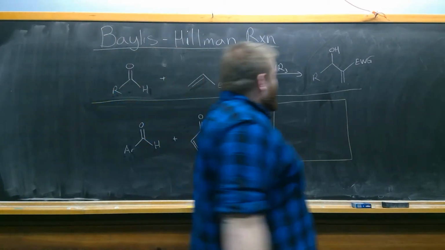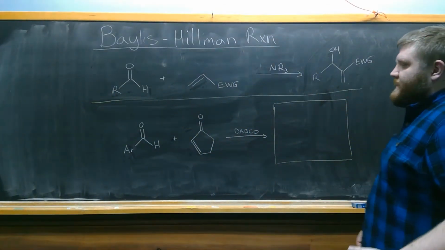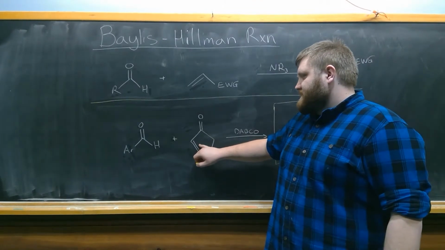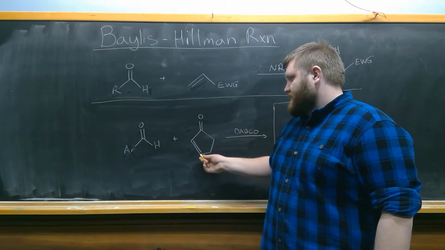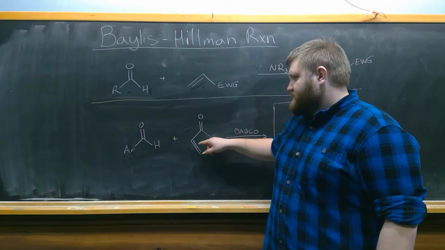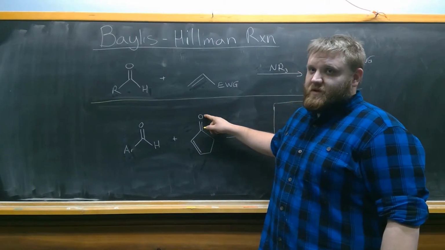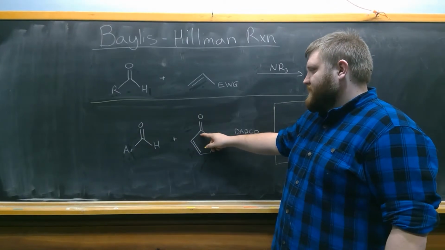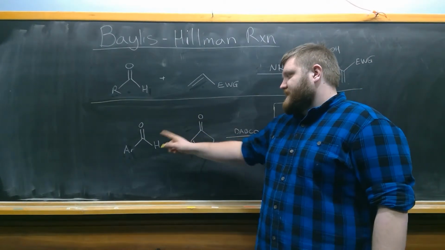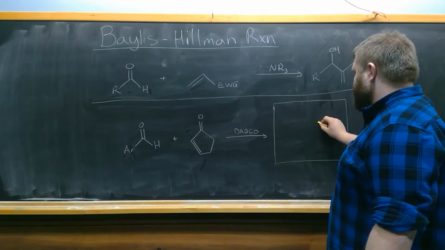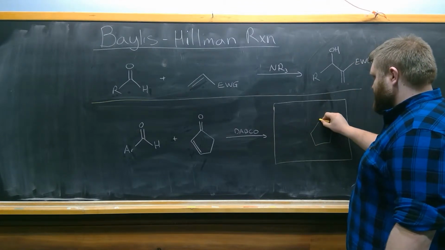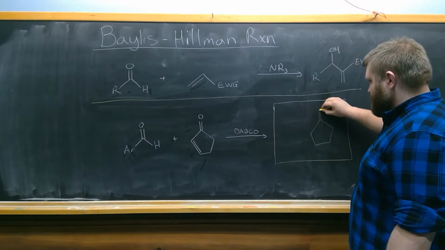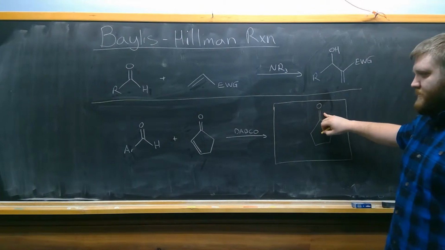So remembering our mechanism, we know that this is going to be attacked by our NR3, and we're going to get something attaching here. So this is going to swing up, and that's going to swing up to give a negative on the oxygen when we come back down. So if we swing up there, we're going to attack that. So we keep our ring. We keep our electron withdrawing group.